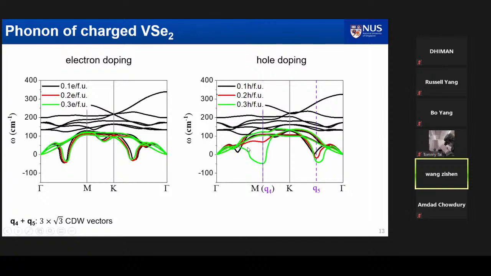On the other hand, for the hole doping, the previous dips Q1, Q2, and Q3 have been suppressed, while new imaginary points appear at the M point and the middle of the gamma K path, named Q4 and Q5, which correspond to a new 3x√3 CDW structure.